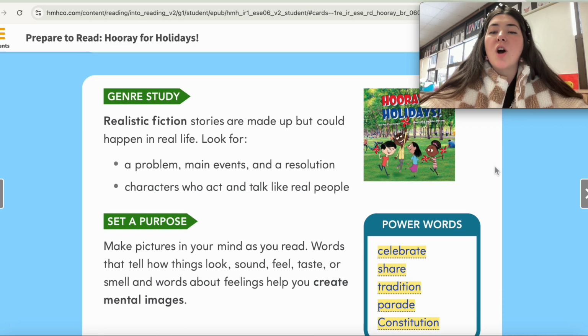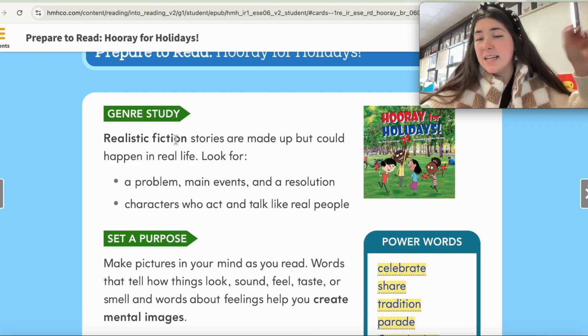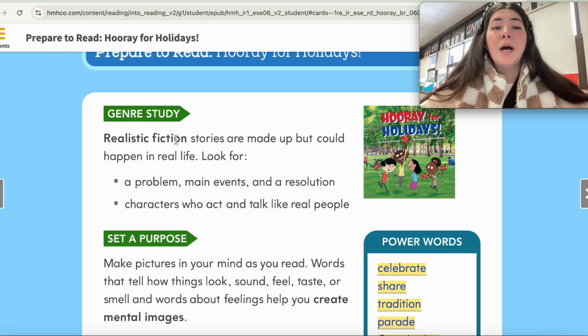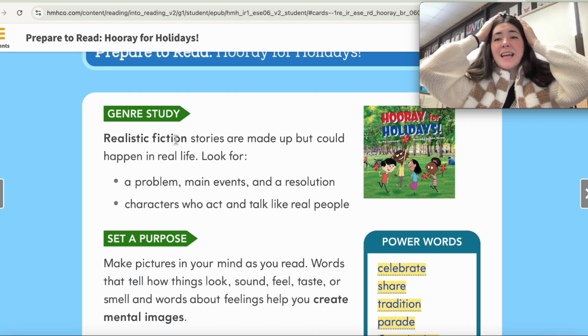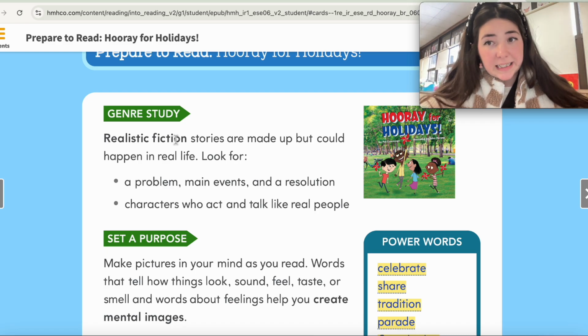Our story is called Hooray for Holidays. It is a realistic fiction story, which means it's made up. Say fiction means made up. Very good. But they could happen in real life if it's realistic fiction. That means it did not happen, but it could happen because it's realistic.